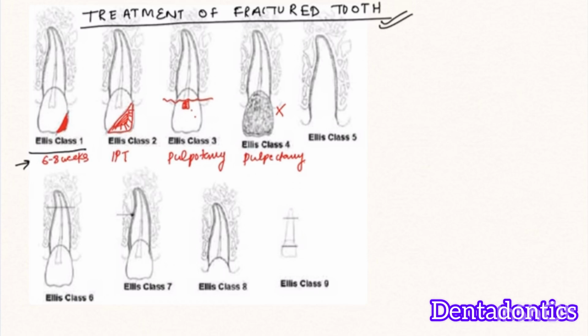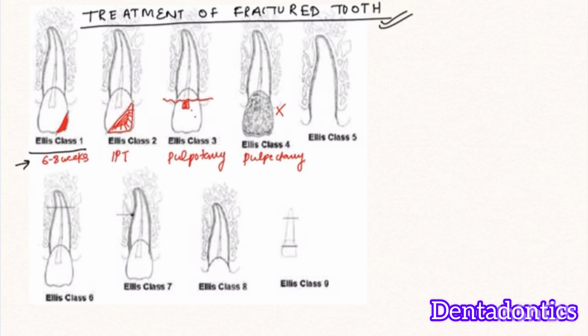Then this is Ellis class 5 where the tooth is lost or avulsed from the socket. And in this case we will check where the tooth is. We will take the radiograph to check whether the tooth is intruded, or we will do the chest x-ray to check whether the person has inhaled the tooth fragment or the tooth.